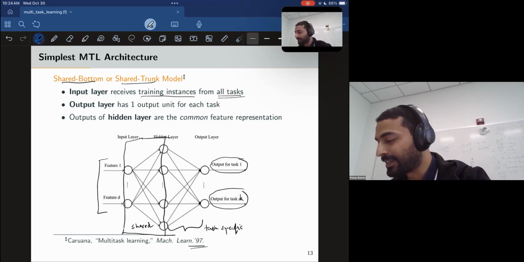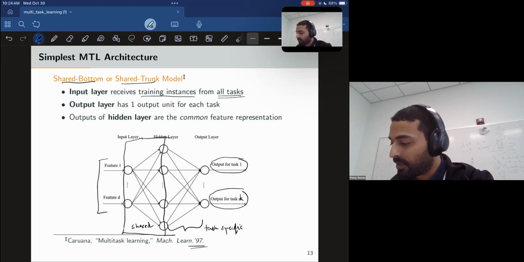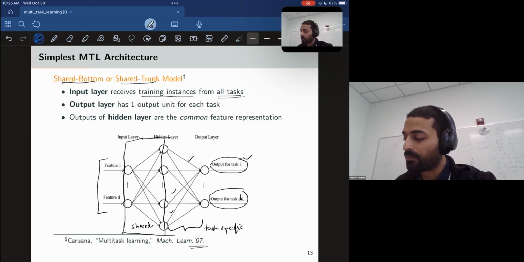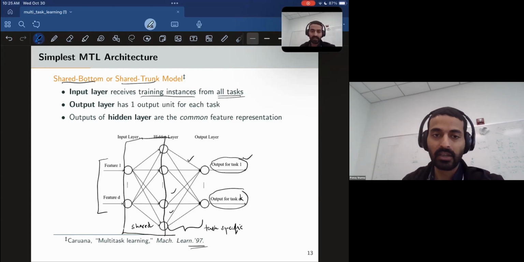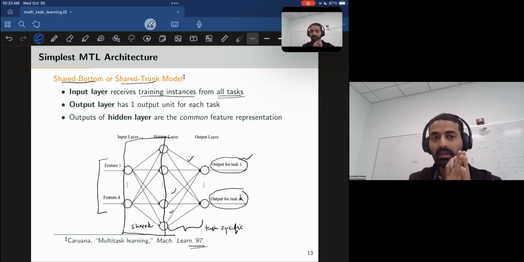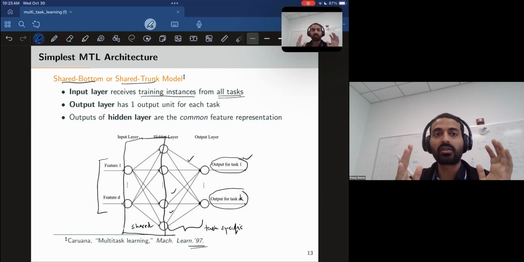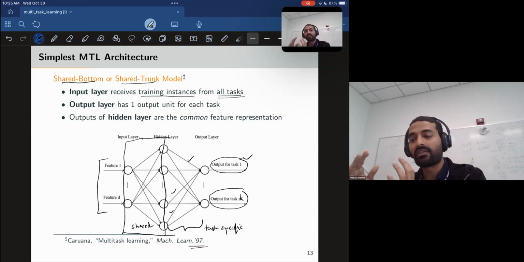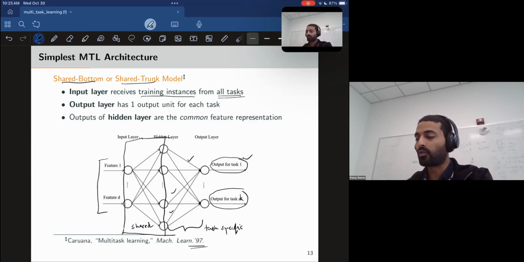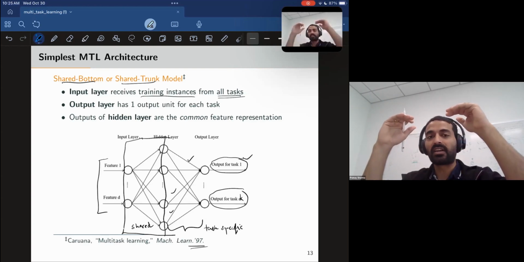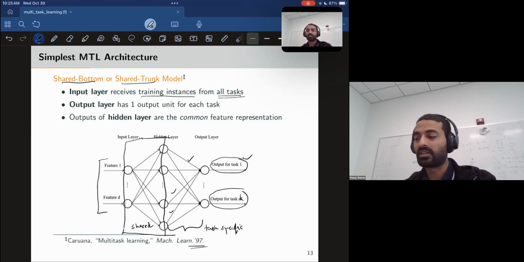Sorry about my bad handwriting. For example, this connection and this connection are specific to task one, and similarly for the other tasks. So the initial layer or the initial few layers of the model are shared across all the tasks, and the final layer or the final few layers of the model are specific to different tasks. If you rotate this by 90 degrees, you will see the shared parameters at the bottom and the task specific parameters at the top. That's why it's called a shared bottom or a shared trunk model.